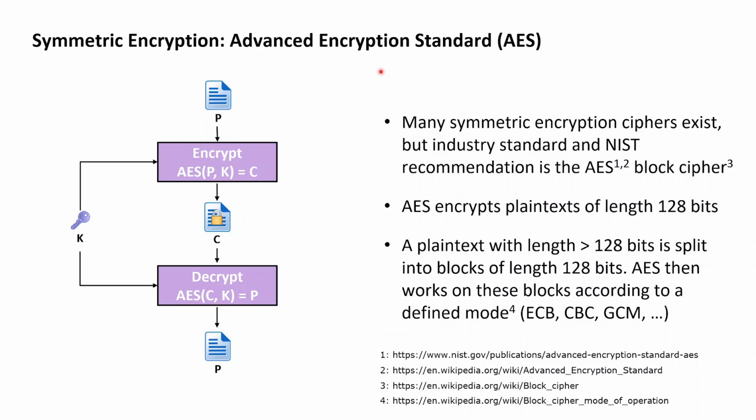For the symmetric encryption and decryption processes, many ciphers nowadays exist, but industry standard and NIST recommendation is the Advanced Encryption Standard, which is abbreviated as AES. AES has been standardized by NIST in 2001 and is a block cipher. As a block cipher, AES, just purely and naked by itself, encrypts plaintexts of length 128 bits.